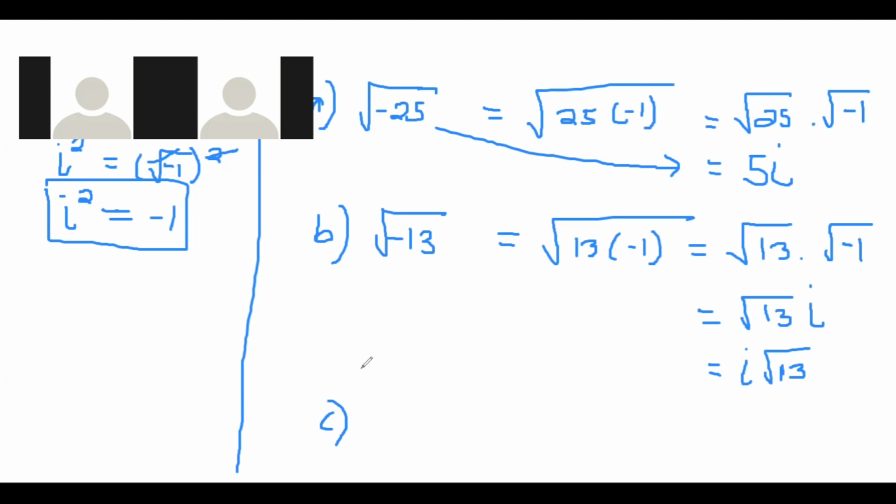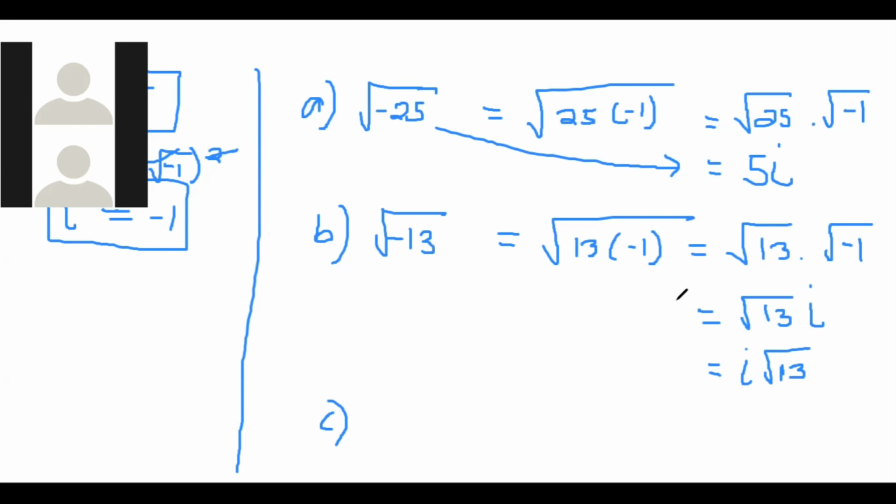Okay, now let's proceed with letter C. We still have 2 more minutes. I think we could finish this. Okay, 2 more minutes. Alright, letter C is complex, sir? Yes. So we have the square root of negative 48.